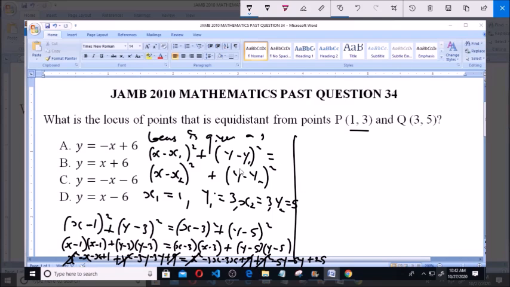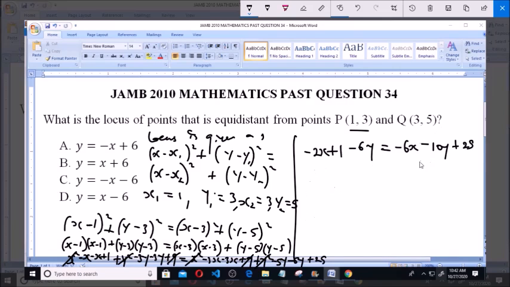So what are we left with? We are left with minus x minus x. Now minus x minus x will give us minus 2x plus 1. Then minus 3y minus 3y, which is minus 6y, is equal to, now here we have minus 3x minus 3x, which is minus 6x, then minus 5y minus 5y is minus 10y, then plus 25.